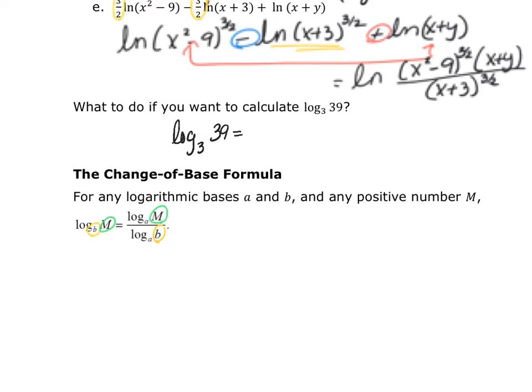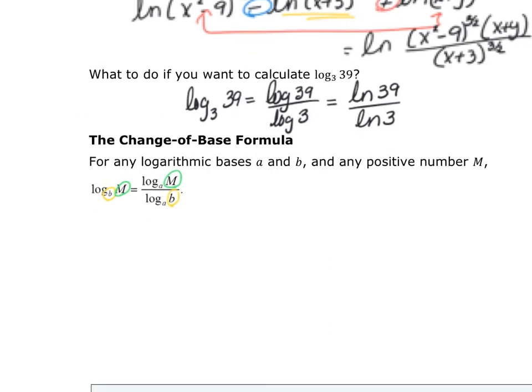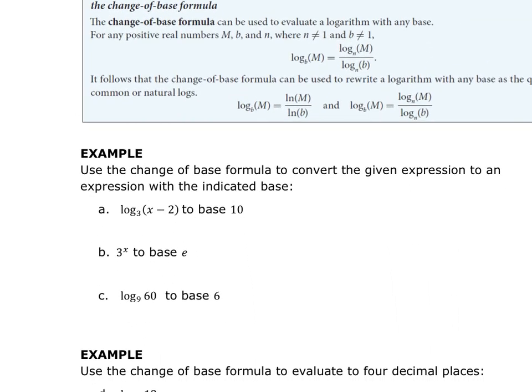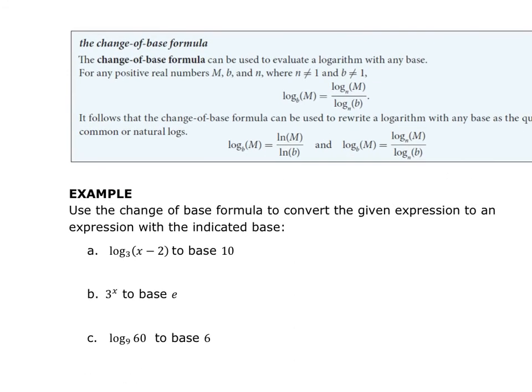And two bases that I have on my calculator are natural log and common log. So I can rewrite this as a log of 39 divided by the log of 3. So I can put those two in my calculator and get an answer. Or I can write this as a natural log of 39 divided by the natural log of 3. I want you all to put those in your calculator, and you should get the exact same answer, whichever way you go. So I can change the base on any of these using my change of base.